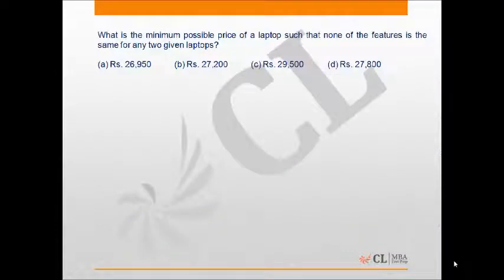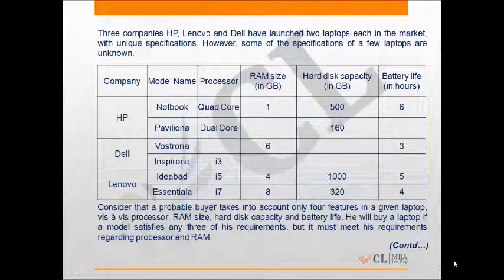Now the question is, what is the minimum possible price of a laptop such that none of the features is the same in any two given laptops? We will see the table first. Let's see. We have to see that no feature matches in the two laptops. Now in processor, 5 different processors are already given. For Vostrona processor is not given, and among the given 6 processors, the only possible is simple core processor. So Vostrona will have simple core processor.